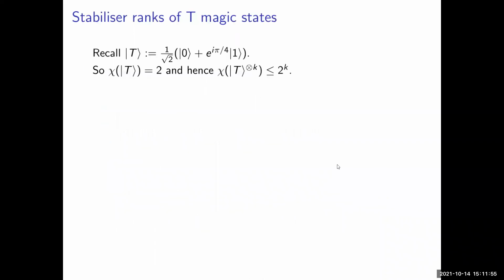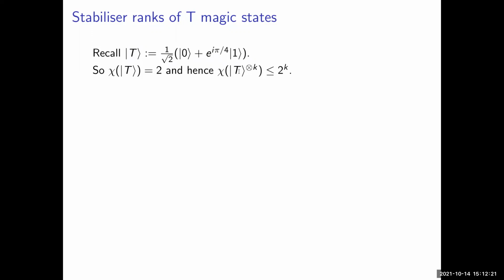Okay, so how do you do that? Well, let's just first look at a single magic state. The T magic state that allows you to inject a T gate is just this state. It's a plus state with an extra phase on the 1 here. And this has stabilizer rank 2 because the 0 state is a stabilizer state, and the 1 state is a stabilizer state. This is a sum of 2 stabilizers, so the stabilizer rank is 2.